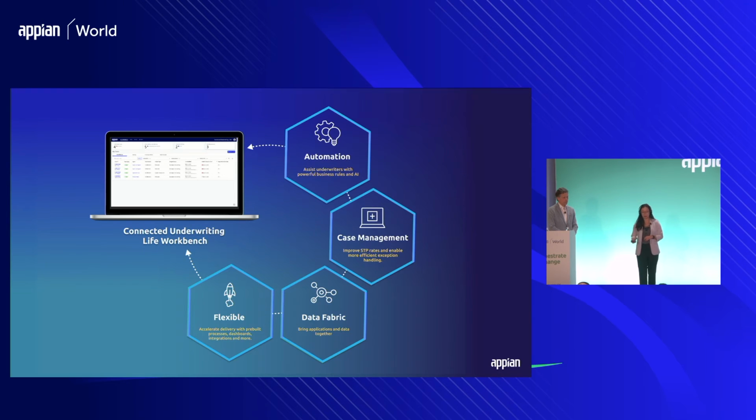So in summary, these are the four key things Gijsbert had brought up at the beginning of my section, but we're avoiding getting trapped in the cycle of rekeying the same information into multiple systems and preventing that wasted time using Appian's automation. We're getting underwriters out of their inboxes, centralizing everything with our case management capabilities.